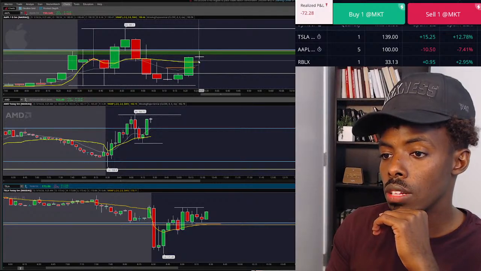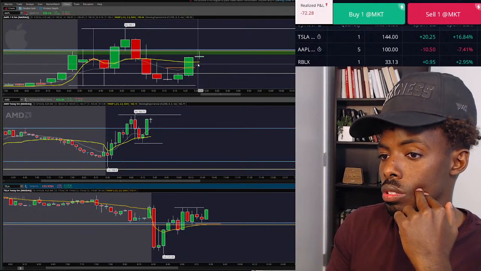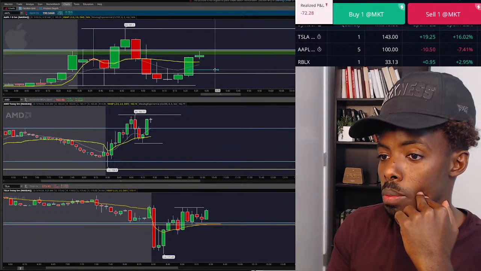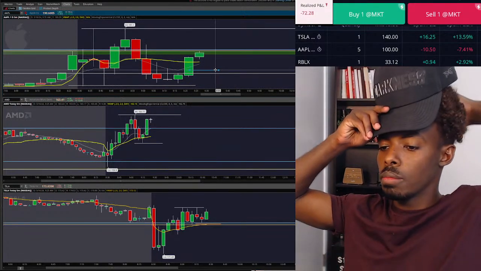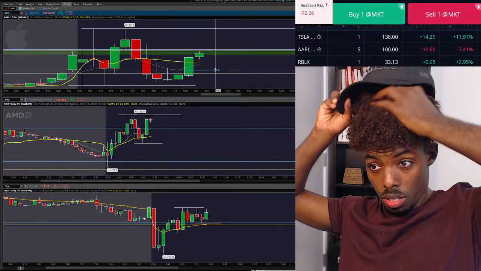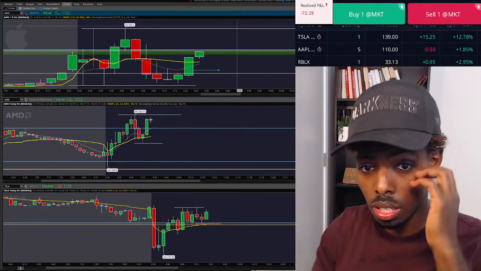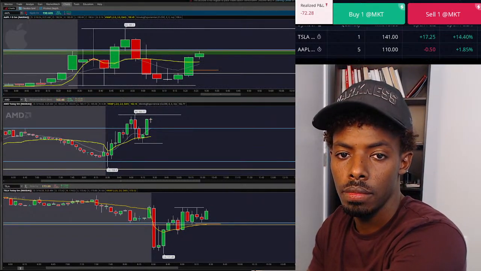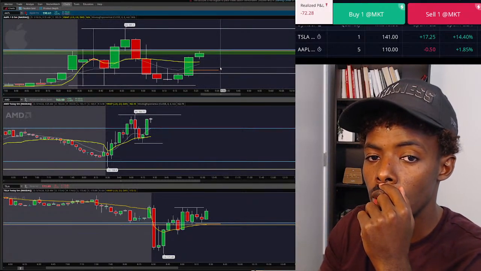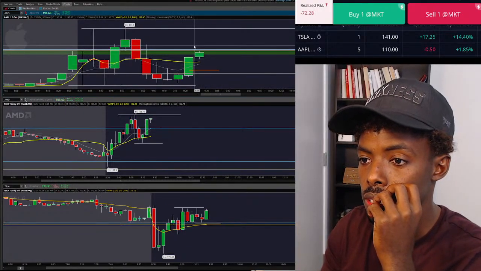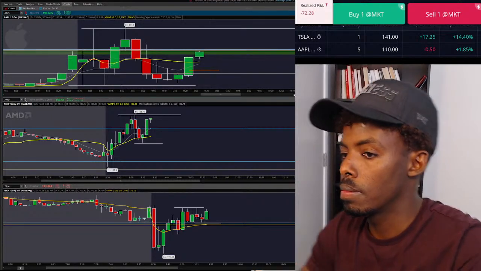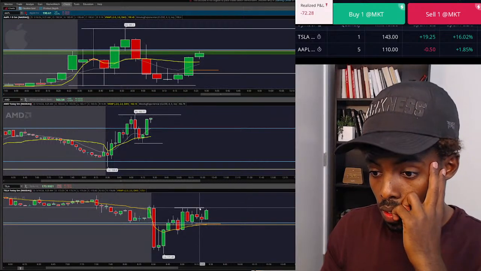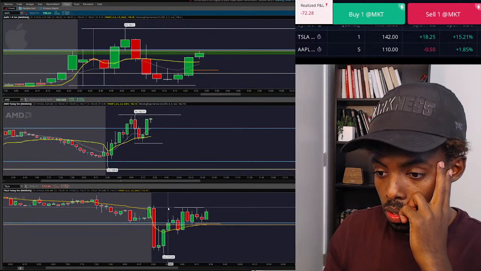Apple's coming right back down to the VWAP. We're going to be adding more to our calls. If Apple does a little switcheroo, damn. We could add more to our Apple right now. We're only in at $141. We could add more to it. That's fine. All right, here we go.